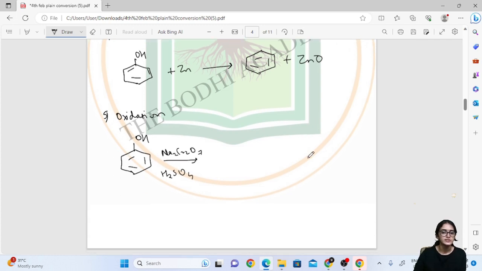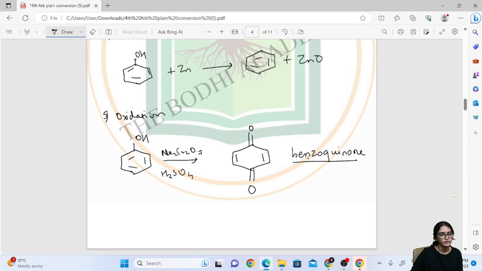And the last one is oxidation reaction, where we use chromate. So here we use phenol plus sulfuric acid and chromic acid, and here we get a diketone, that is we get 2 ketone groups attached to the benzene ring, and this is called benzoquinone. So this is the product when we do oxidation of phenol. One more oxygen group adds and we will get benzoquinone.